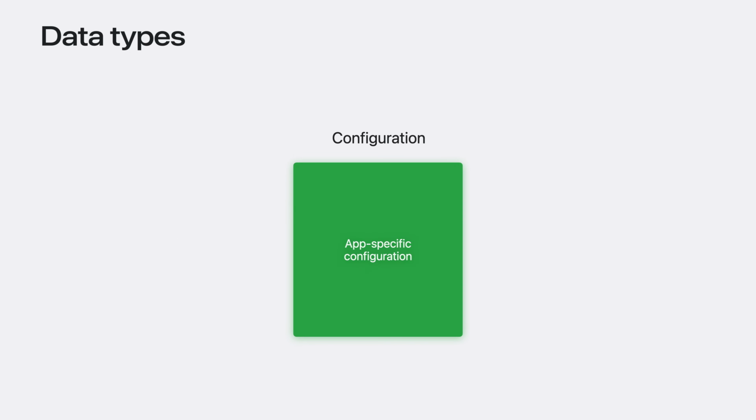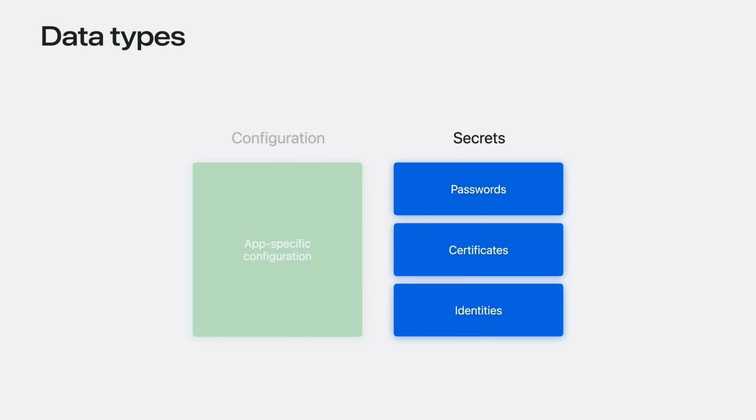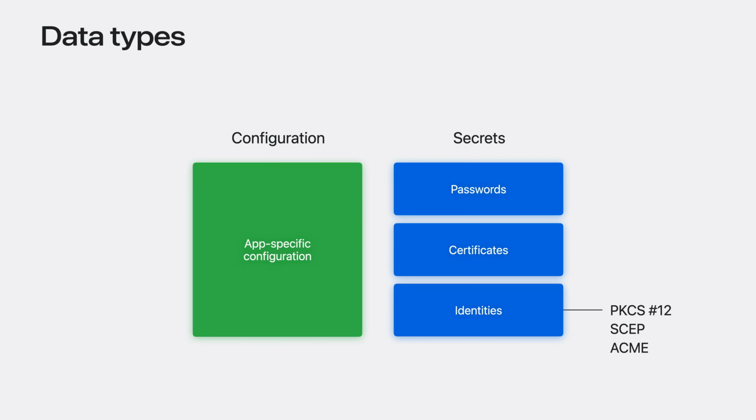ManagedApp Framework can deliver 4 types of data. App-specific configuration is arbitrary data that a particular app supports. This includes the settings, options, and small assets that are meaningful for that app. The other 3 types are secrets: passwords, certificates, and identities. Identities can be PKCS12 files, SCEP identities, or ACME identities. And ACME identities support hardware-bound keys and attestation. All these data types are stored securely and only provided to the managed apps or extensions that the administrator specifies.